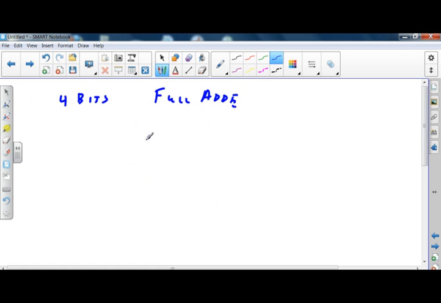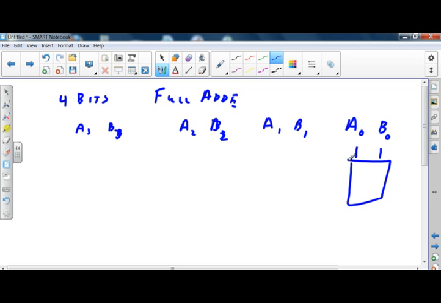All right, so I've got A, the most significant A, the most significant B, a middle A, a middle B. That's a 3. That's a 2. A1, B1, A0, B0. So I've got 4 bits of A and 4 bits of B, and I come into my full adder. I'm going to have a half adder first.